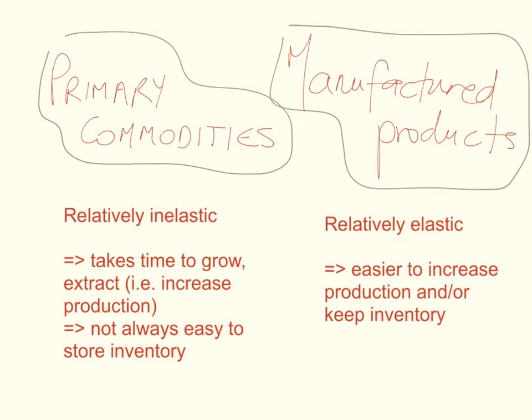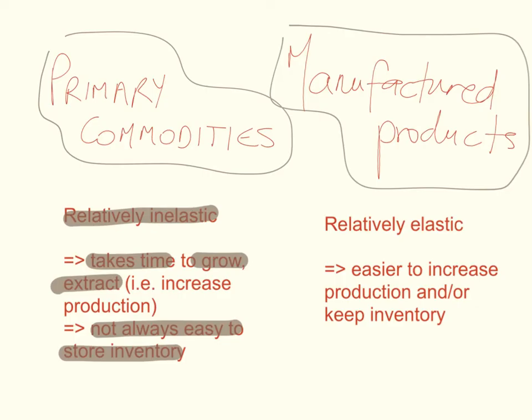Now, if we look at the main determinants of price elasticity of supply, we can deduce that the price elasticity of supply, or the supply of primary commodities, will be relatively inelastic. This is because primary commodities often take time to increase production, whether it's to grow or to extract. If you need to increase the quantity supplied of oil or cotton or gold or anything that you grow or you extract, it takes time. You can't do that overnight. If you're growing something, that will take a whole season, for example. And it's not always easy to store inventory of a lot of these commodities.